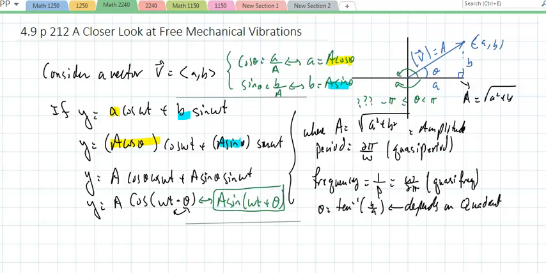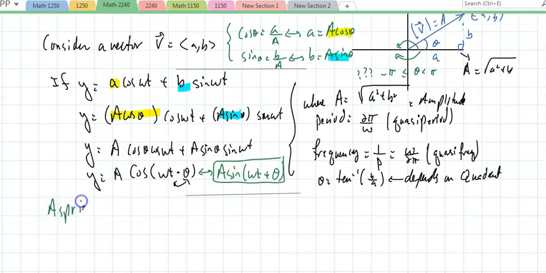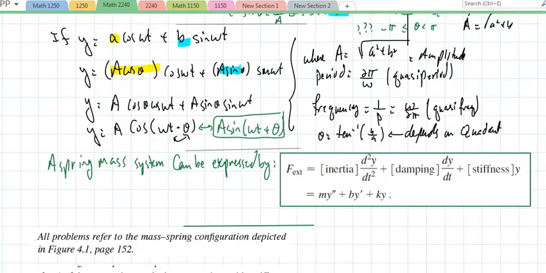Now, a spring mass system can be expressed by the external force is inertia, which is mass, times the second derivative, which is acceleration, and the damping, we call it B, and the stiffness of the spring, which is given by K, where force equals mg.